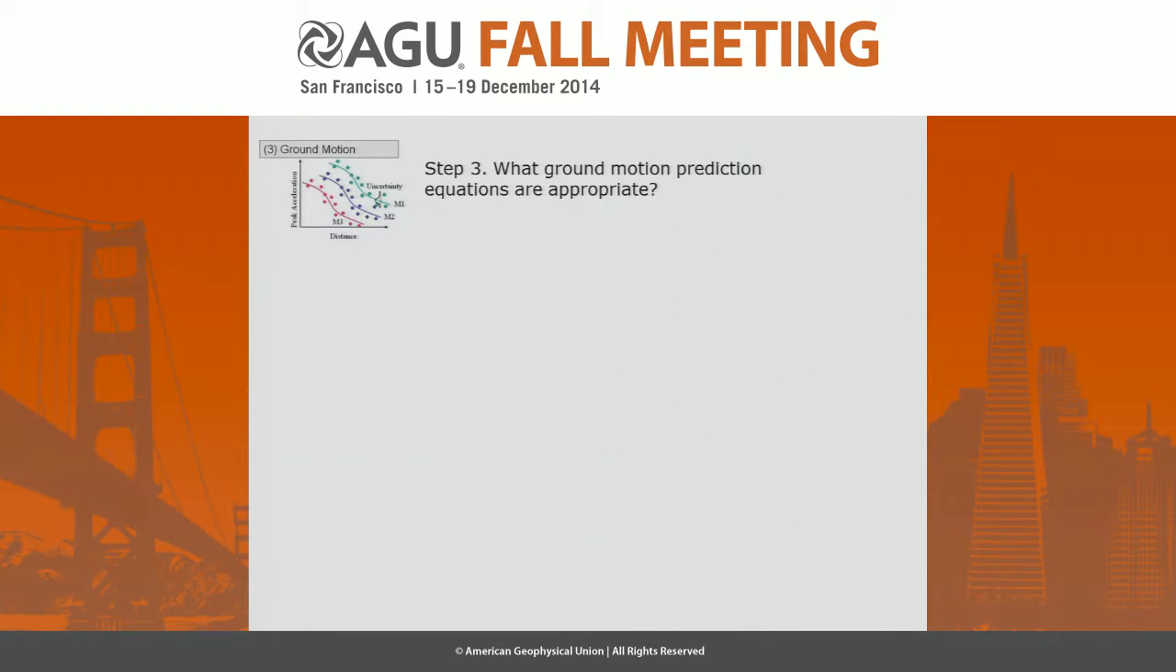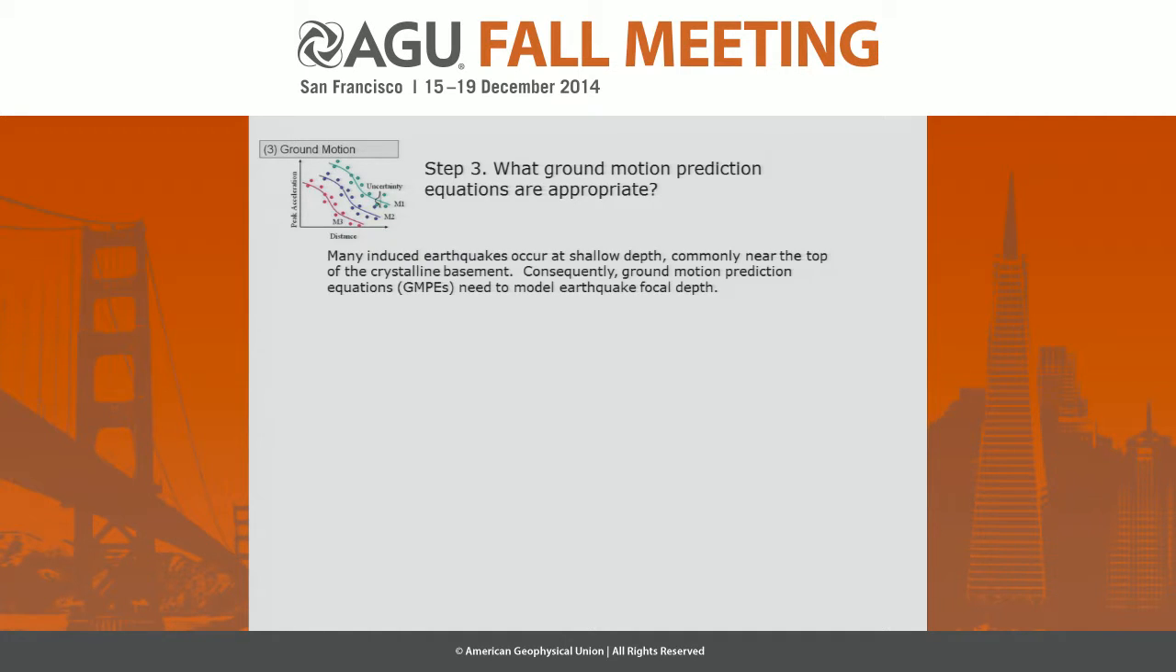And then in step 3, we have the question about what ground motion equations are appropriate. There's a lot of work going on about this. I think one thing that we can say is that looking at the observations at near distance from many of these earthquakes, we see that many of these earthquakes are occurring at shallow depth, and that typically in the shallow basement, and consequently, any ground motion model that we use needs to include focal depth as one of its parameters. The old models didn't consider depth. The new models need to have depth if they're going to be applicable to these types of earthquakes.